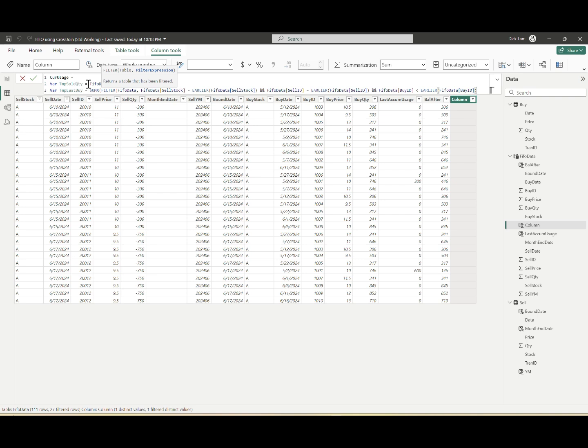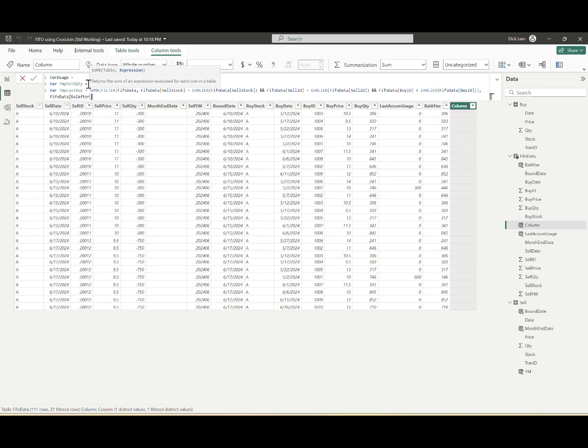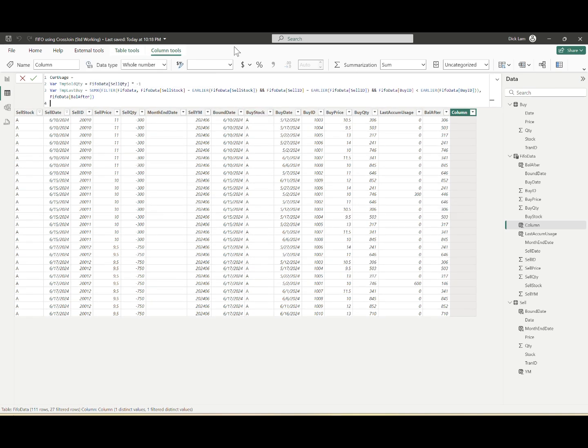Okay. Now, the column to add up is balance after. It is no longer the buy quantity. Why? Because this is not the available quantity. It should be the balance after. Because, for example, this row 746, I'm not going to use the 746 shares. Rather, it is after it is allocated to the previous sold quantity. So the available is 446. Okay. Then I use a temp variable to do the switch through.